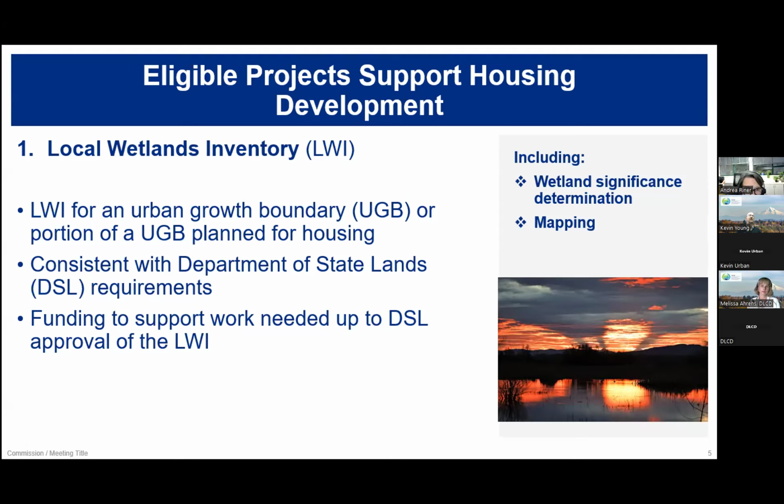So the first category of eligible activities we have is a local wetland inventory. Local wetland inventories could be either for the entirety of a city that does not have one, or for a newly amended UGB area in which a local wetland inventory is required. If there are wetlands in a UGB expansion area, that's a time when an LWI is required by our Goal 5 rules.